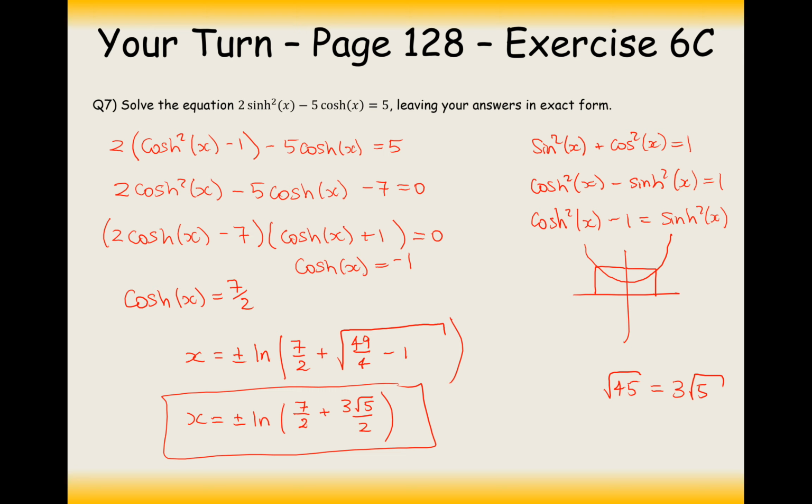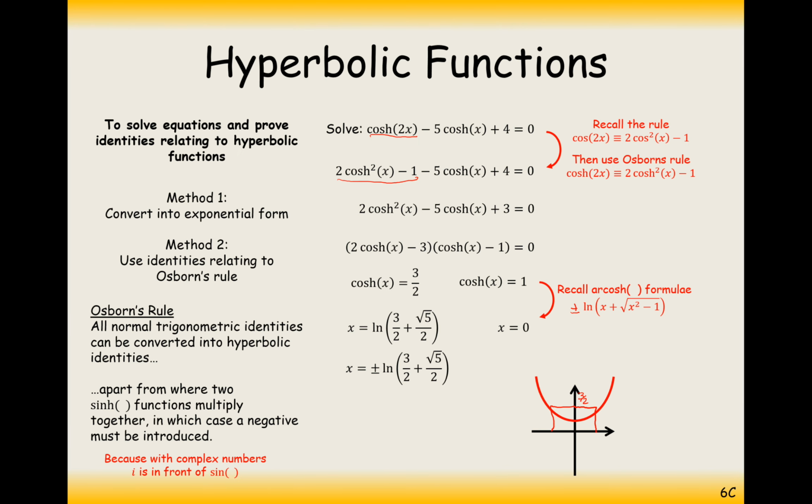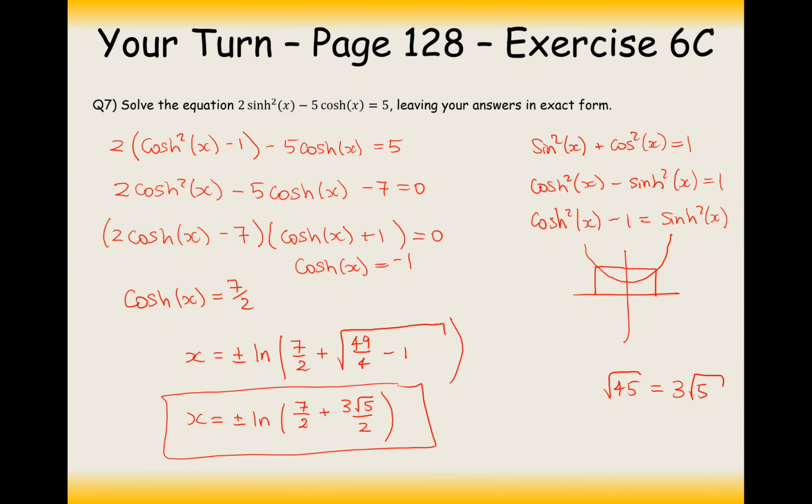And I just want to finish this video off by really highlighting the point that it's not acceptable to prove identities just by saying from Osborne's rule. If you want to prove an identity, you have to do it through exponentials. But if you want to use Osborne's rule to solve an equation in hyperbolics, then that is acceptable. If you want to use Osborne's rule within the context of a question, that's fine, but Osborne's rule is not good enough for when you're trying to prove a hyperbolic identity. Lovely, hopefully that's clear, and thanks very much for watching.